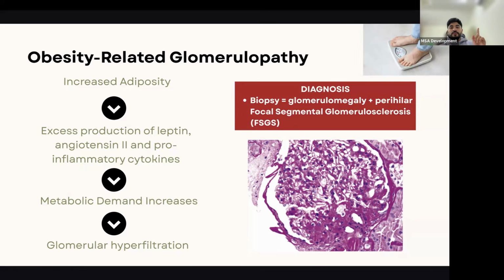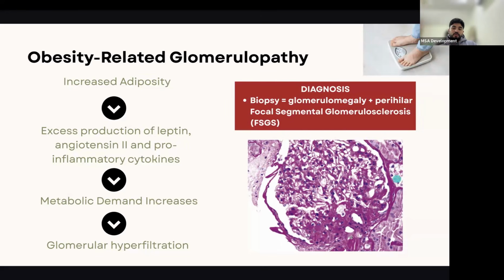Okay, that's important. Now, how do we diagnose? We diagnose by doing a biopsy. You will actually see that there is kidney enlargement, and you will see something that we call focal segmental glomerulosclerosis. Why? This is because of the increased demand on the kidney with this hyperfiltration going on. With time, it's going to cause this glomerulosclerosis.